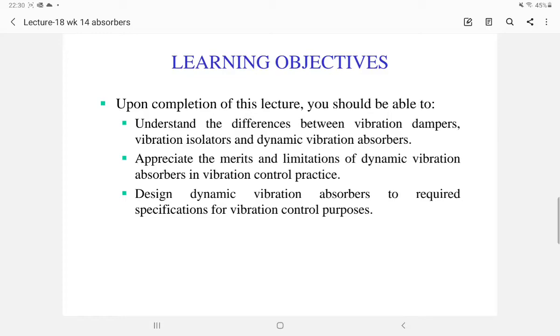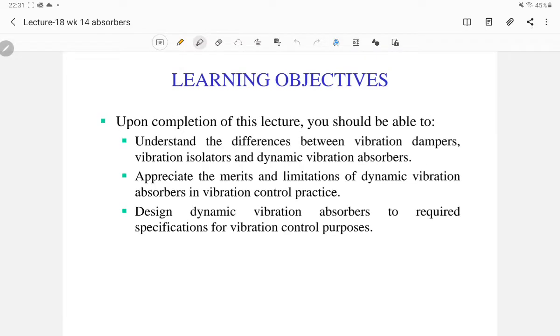So in this lecture, we want you to understand the differences between dampers, isolators, and also vibration absorbers. And you need to appreciate the merits and limitations, and also how you can actually design these dynamic vibration absorbers in order to control vibration.